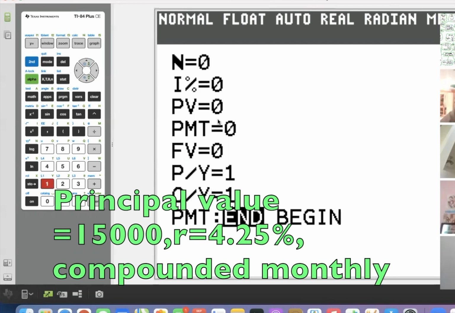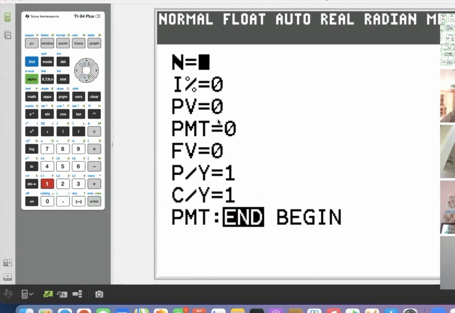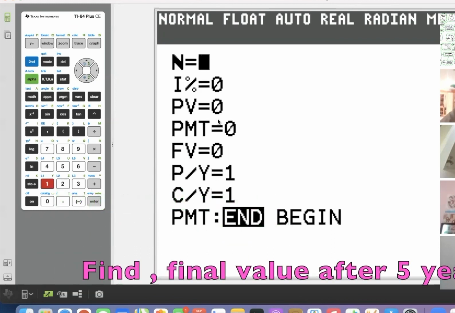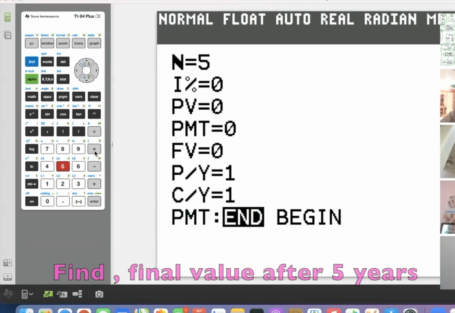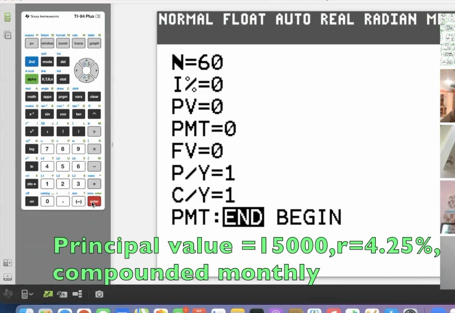Capital N is not number of years. Capital N is number of compoundings. So how many compoundings will be there total? Because it is compounded monthly, in a year, how many months are there? 12. So in 5 years, how many compoundings will be there total? 5 times 12. So 60 compoundings will be there. What is the interest rate? 4.25. Enter the parameters, 4.25.